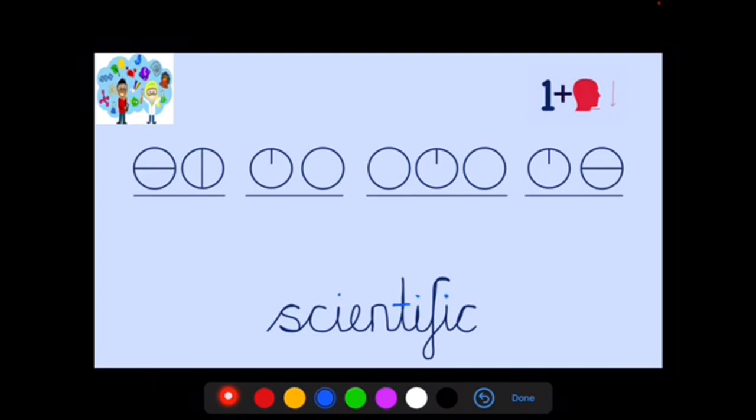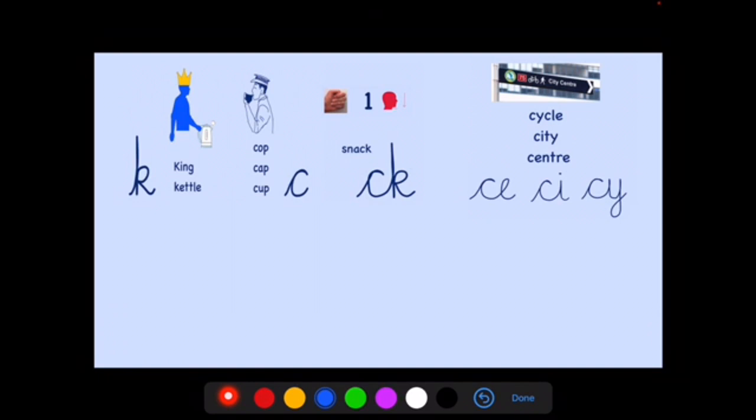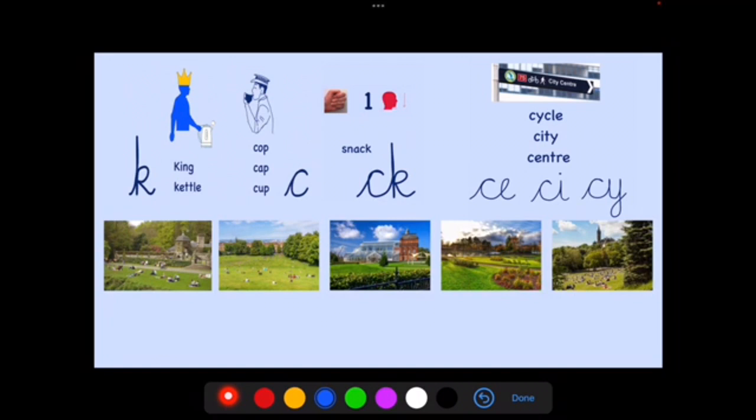Let's have a look at our spelling story. Okay, the king put the kettle on to make the cop in the cap a cup of tea, and he gave him a snack. Then they got on their bikes and cycled to the city centre. After that, they went to a park. Now, it could have been Pollock Park, Queen's Park, Glasgow Green, or Victoria Park. Oh, and I mustn't forget Kelvin Grove. Lots of places to choose from. Where do you think they went?